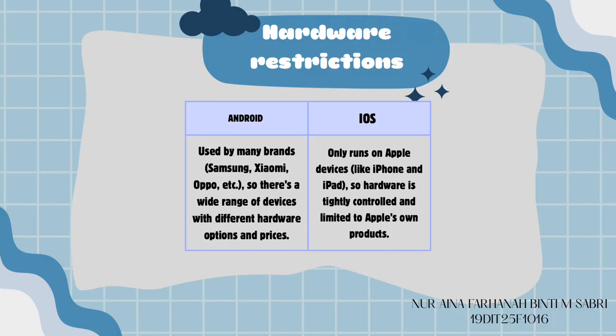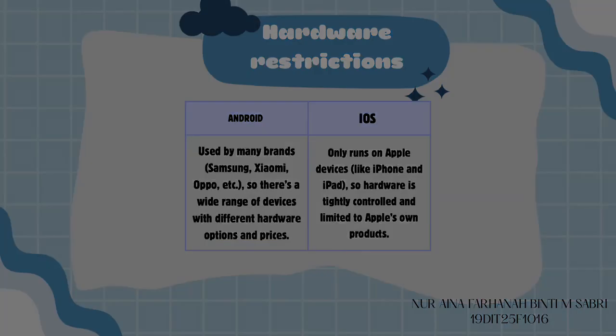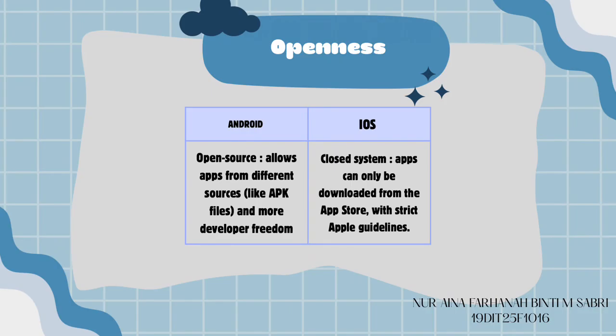My name is Aina. I will continue with hardware restrictions. Android is used by many brands like Samsung, Xiaomi, Oppo and others, so there's a wide range of devices with different hardware options and prices. iOS only runs on Apple devices like iPhone and iPad, so hardware is tightly controlled and limited to Apple's own products. Next, openness. Android, which is open source, allows apps from different sources like APK files and gives developers more freedom. And iOS, which is a closed system, only allows apps to be downloaded from the App Store with strict Apple guidelines.